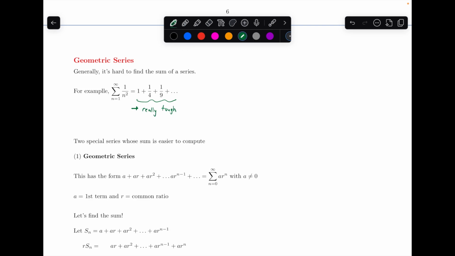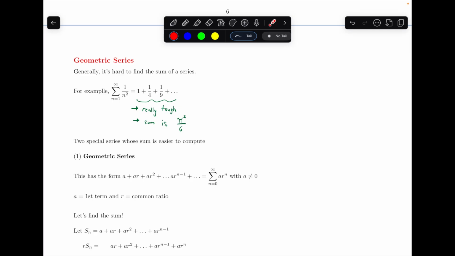It turns out the most standard way of figuring out what it sums to is to use something called differential equations. And what the sum actually is, is pi squared over 6, which is just kind of bizarre. There doesn't seem to be any pi showing up here at all, but nonetheless, it does sum to something that has a pi in it. So, okay. There are two special types of series where the sum is actually easier to compute. One of those is called a geometric series. The other one's called a telescoping series, which we'll talk about in the next video.